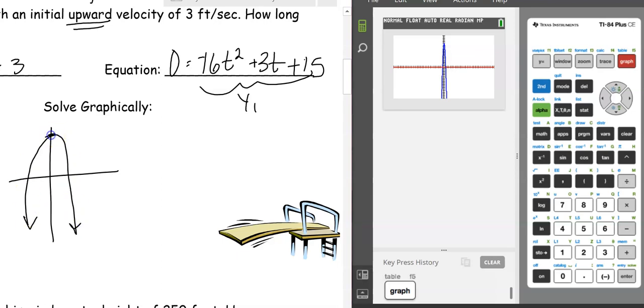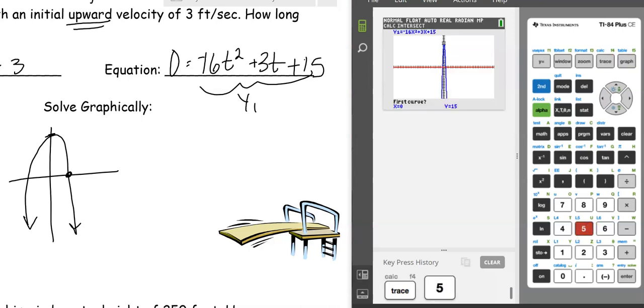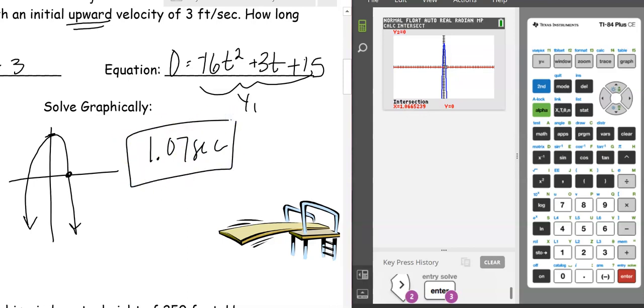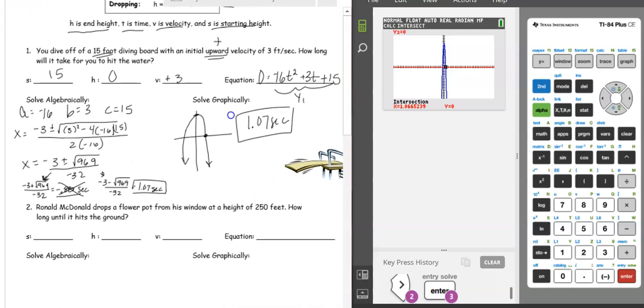This would be 15 feet. This is where the diver hits the water. So we hit second trace 5 because we're looking for an intersection. Enter, enter, enter. And if you look real closely, it says 1.066, which if we round to the nearest hundredth, is 1.07 seconds. Again, we cannot go into the negatives. Either way, you're going to get the same answer.